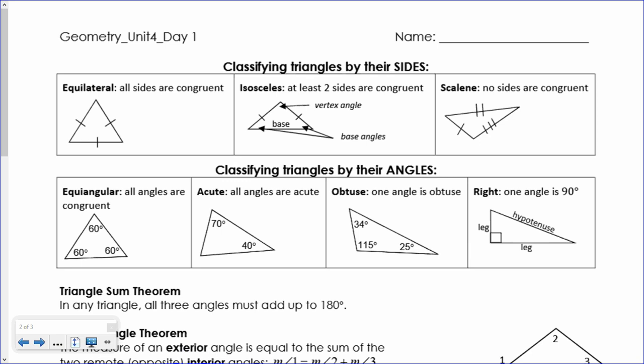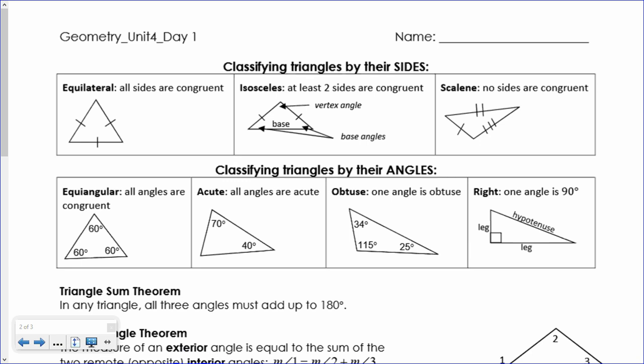When you're talking about just the sides only, you don't know the angles, you only know stuff about the sides. Hopefully you remember equilateral means all the sides are congruent. Isosceles means that at least two are congruent, and scalene means that none of them are congruent. That's familiar, right? Do you remember all those?